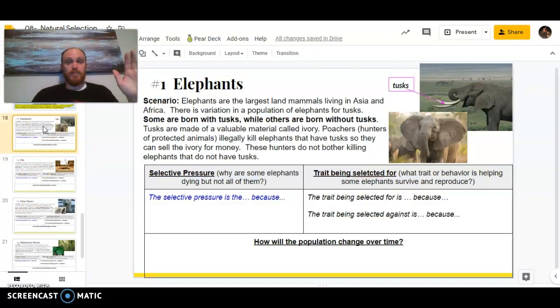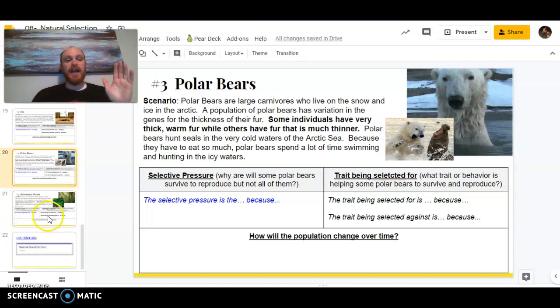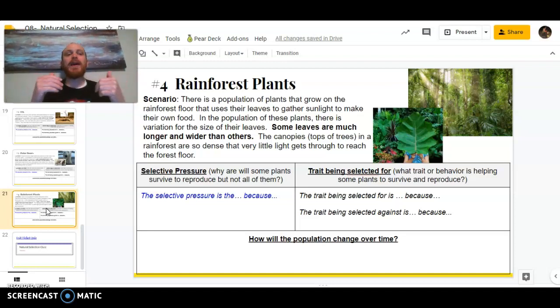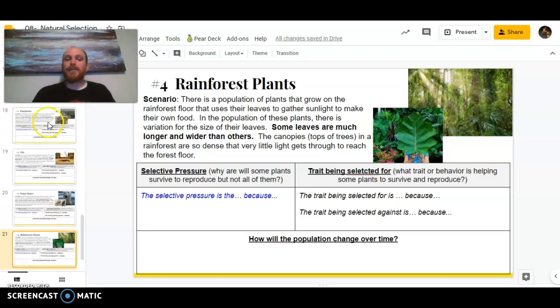So now you have 4 examples: elephants, elk, polar bears, and some rainforest plants. Again, it's easy to understand things like natural selection by thinking about animals you know and love: elephants, giraffes, polar bears. But I don't want you to think that this only happens in animals, because it happens in plants, it happens in fungus, it happens in tiny microbial bacteria that are inside your intestines right now. Natural selection is happening. So I want to give you examples and practice problems so you can think about plants and other things besides just cute, awesome animals.